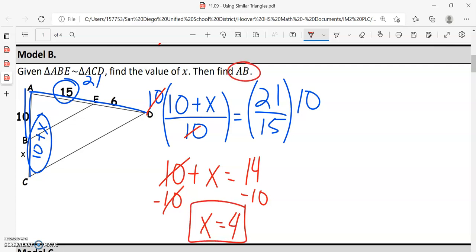Then it says find A to B. A to B, which we said earlier, is 10 plus X. So side AB is equal to 10 plus 4, which would be 14.